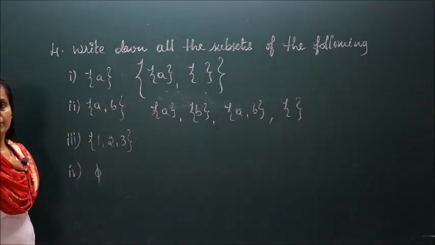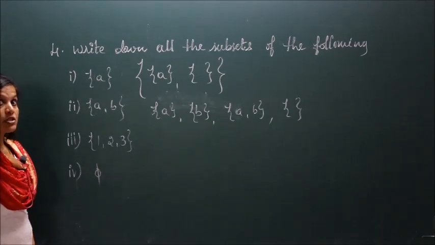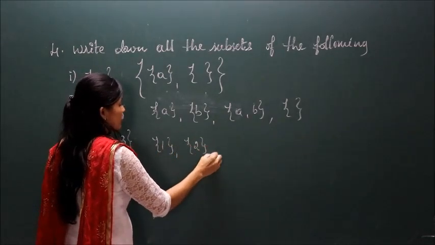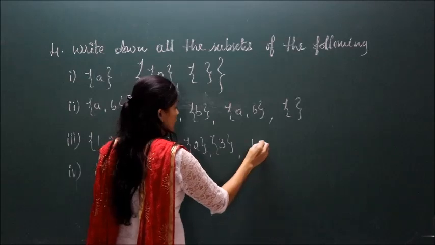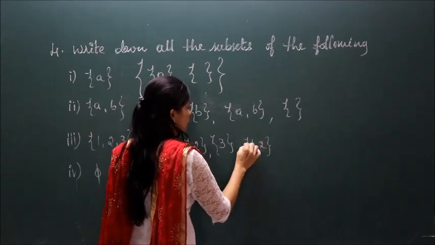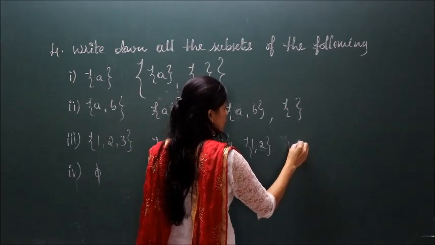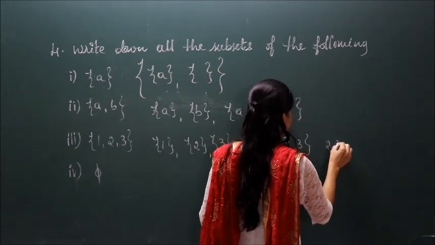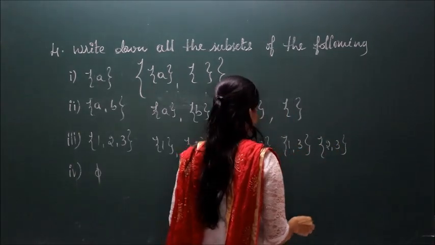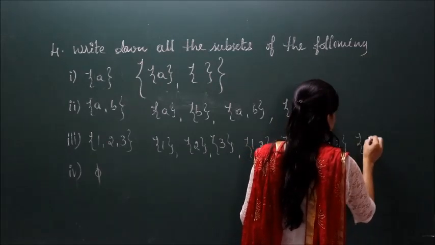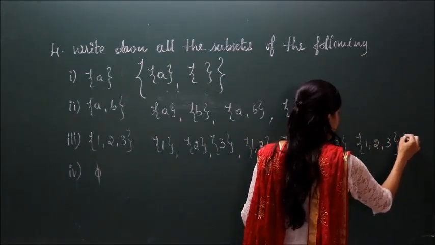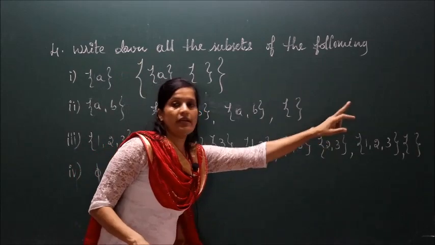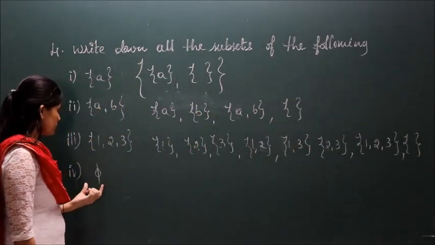For this 1, 2, 3, how many possible subsets? 2 to the power 3, 8 possible subsets. Already I have written it once while explaining. The set itself and the null set. 1, 2, 3, 4, 5, 6, 7, 8.